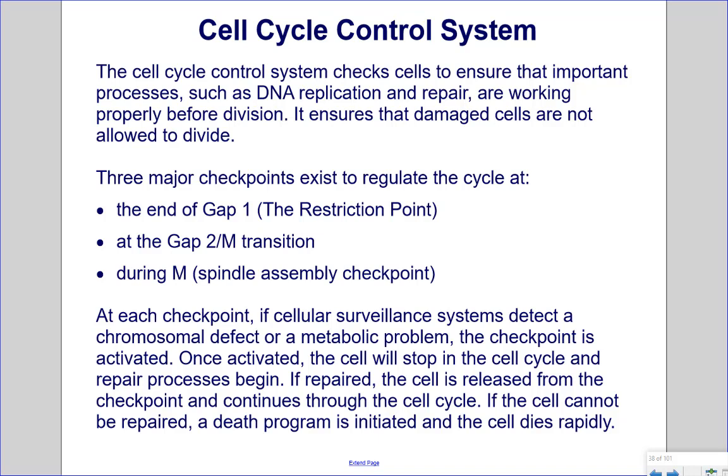At each checkpoint, if cellular surveillance systems detect a chromosomal defect or a metabolic problem, the checkpoint is activated. Once activated, the cell will stop in the cell cycle and repair processes begin. If repaired, the cell is released from the checkpoint and continues through the cell cycle. If the cell cannot be repaired, a death program is initiated and the cell dies rapidly.